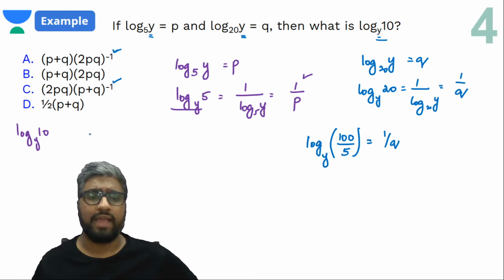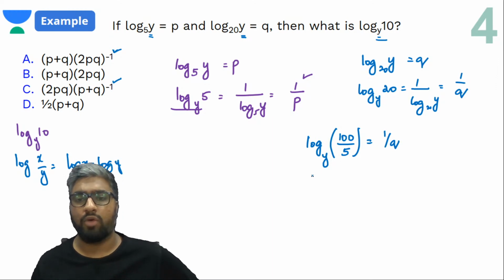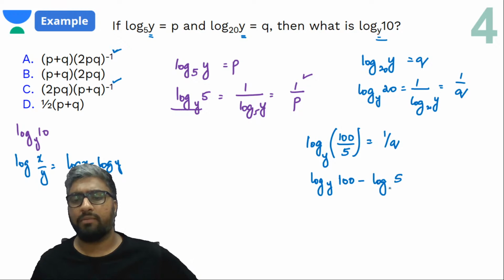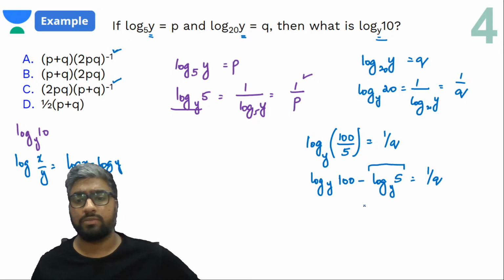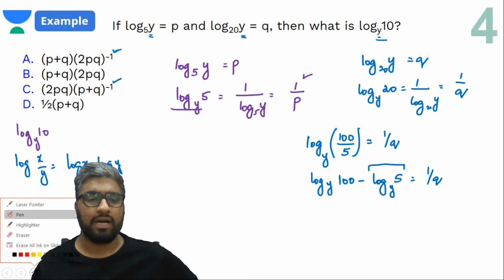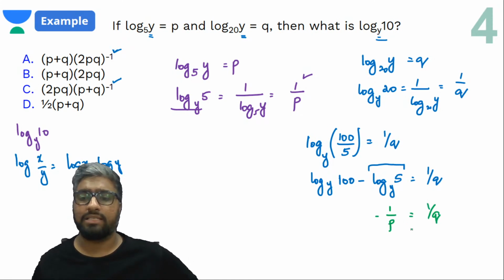So what is this? Log of anything under the log, right? The quotient rule. The quotient rule, log x by y is basically how much? Log x minus log y, of the same base. So what would happen here? We would have log 100 base y minus log 5 base y, equal to 1 by q. I know this term exactly. मेरे को ये वाला term directly पता है, which is 1 by p. So this part is sorted. What would be our value here? 1 by p. Check. This is done. Yes, I'm getting my answer in terms of p's and q's.